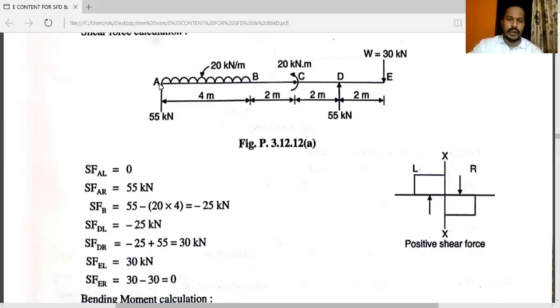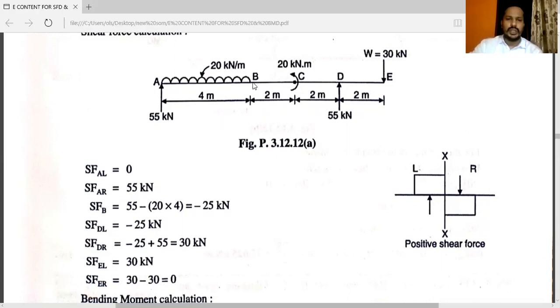At point A, you have to consider just to the left. The cursor is here. Consider left side forces. There is no left side force, so the value will be 0. At point A, just to the right, 55 kilonewton is moving upward. So the shear force at point A just to the right is 55 kilonewton. At point B, just to the left, you can see here, again 55 is moving upward, minus 20 into 4. So the answer will be minus 25 kilonewton.